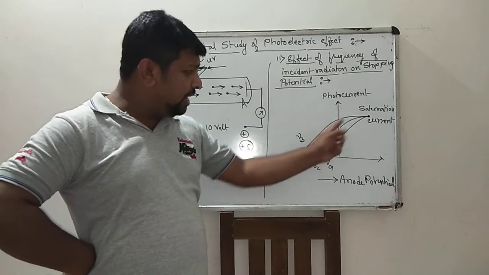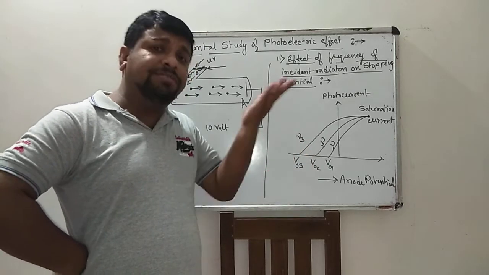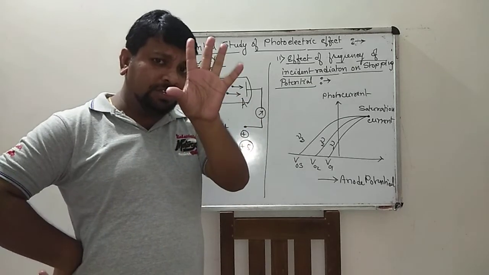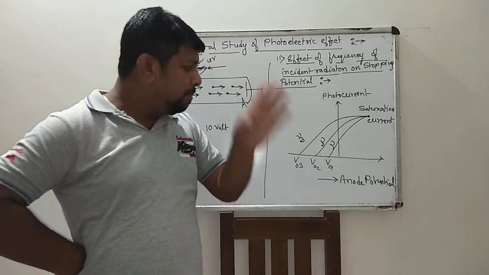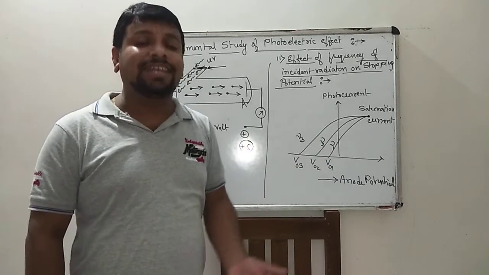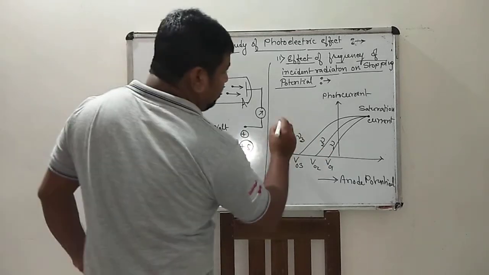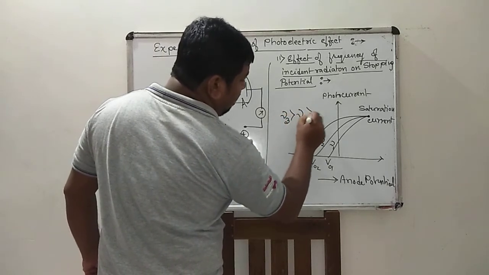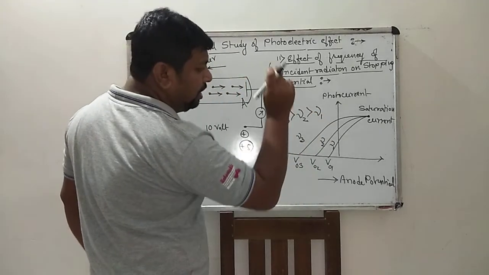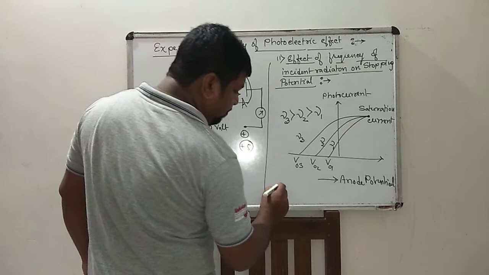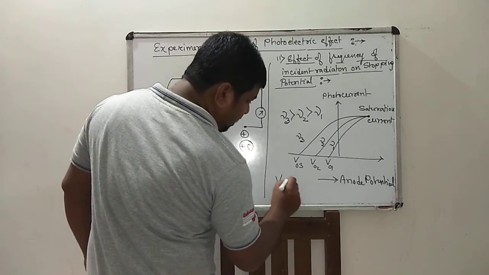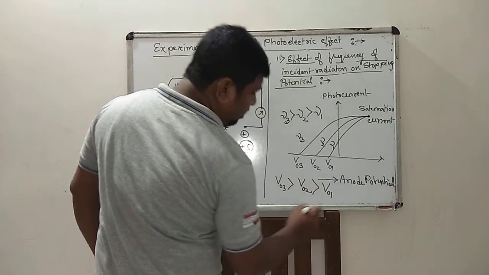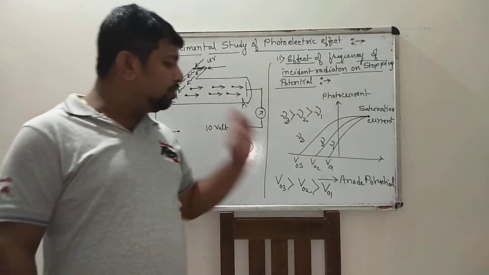Next, in the third case, the frequency is again increased. Then the saturation current remains the same for the same intensity, but the stopping potential changes again. Here the frequency nu3 is greater than nu2, which is greater than nu1. Therefore the stopping potentials are V03 greater than V02 greater than V01. That means V03 is maximum.